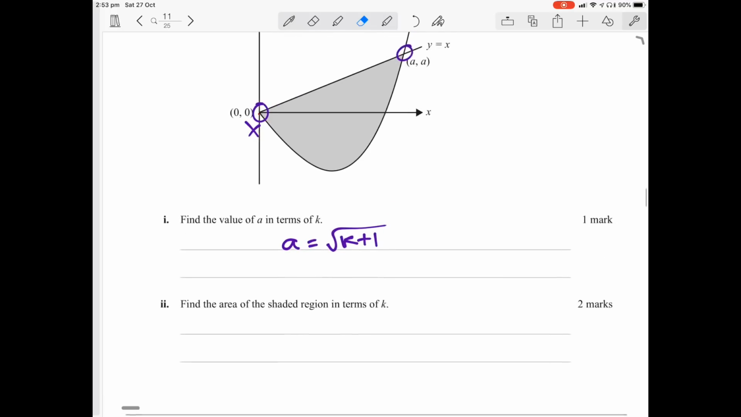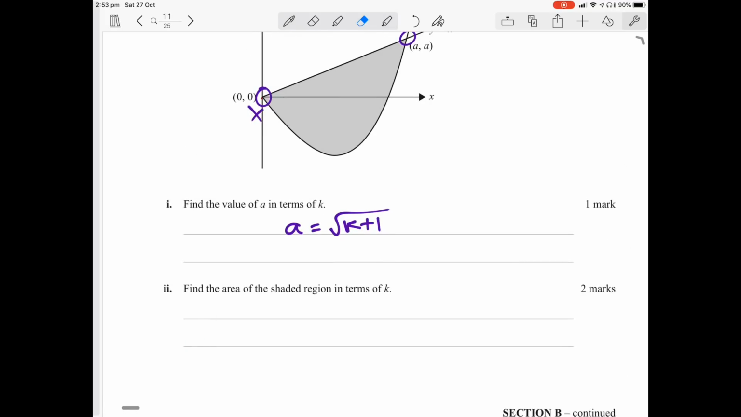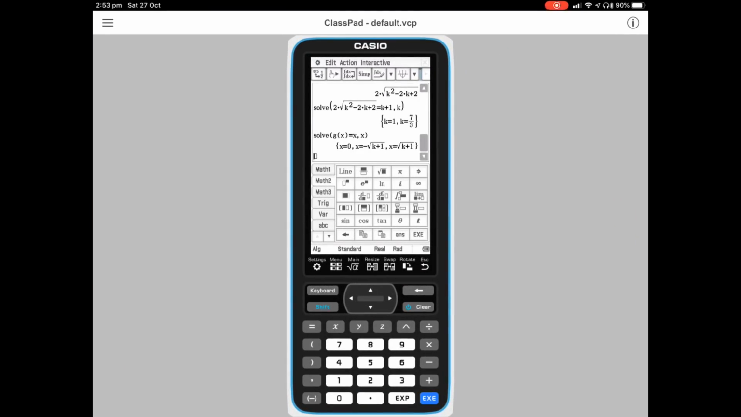Find the area of the shaded region in terms of k. So we're going to go from 0 to root k plus 1. The higher function is x minus g of x dx. So higher function minus lower function over the domain. Integral from 0 to root k plus 1 of x minus g of x, because we've got g of x defined, dx. Simplify. K plus 1 squared on 4.